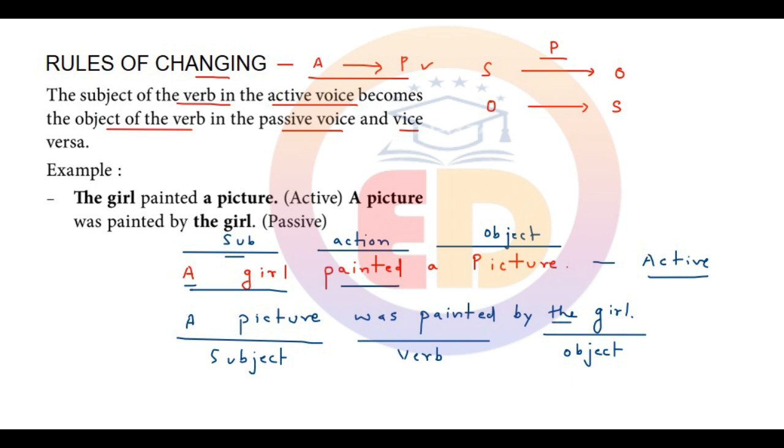And now you can see that in this sentence a picture, which is the subject, is the receiver of the action, or the action is being performed on the subject. The picture is getting painted by the girl. So here we can see the object is performing the action on the subject. So this is a passive voice.